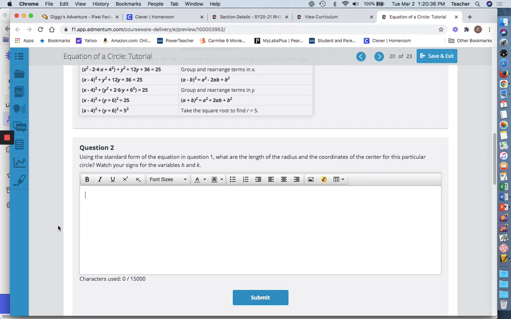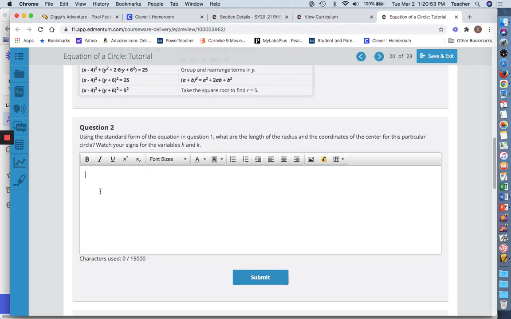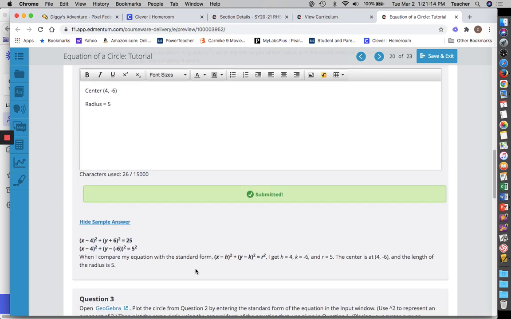All right. Number 2. Using the standard form of an equation in question 1, what are the length of the radius and the coordinates of the center? All right. So remember they changed signs. So my center comes from the number that's in with the x and the number that's in with the y. They changed signs. So it's going to be a positive 4, negative 6. The square root of 25 is 5. That's why they have a 5 squared here, so the radius is 5. All right, 4, negative 6, and the radius is 5.